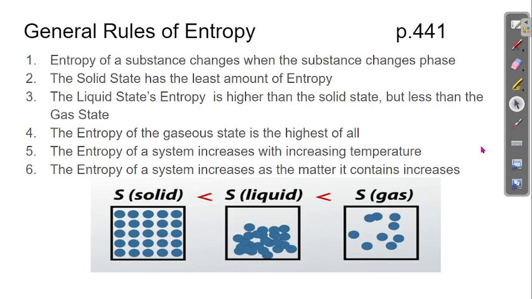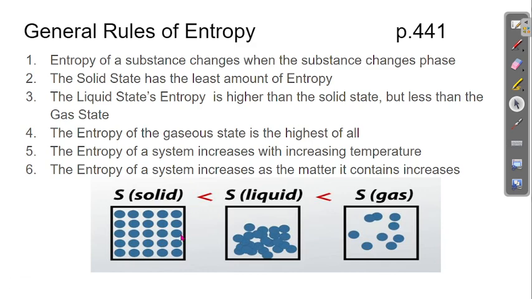Number one, entropy of a substance, so the chaos, disorder, whatever you want to call it, changes when the substance changes phases. The solid state has the least amount of entropy. The liquid state's entropy is higher than the solid state, but less than the gas state. The entropy of the gaseous state is the highest of them all. The entropy of a system increases with increasing temperature. The entropy of a system increases as the matter it contains increases.